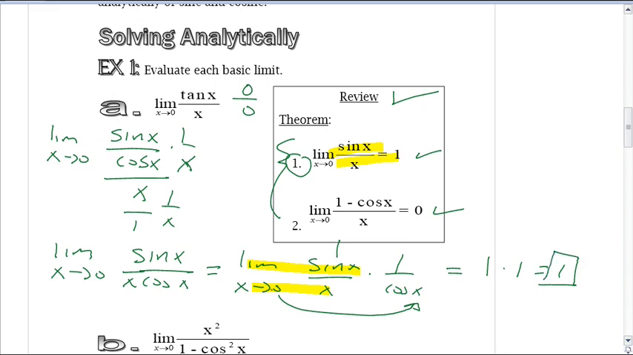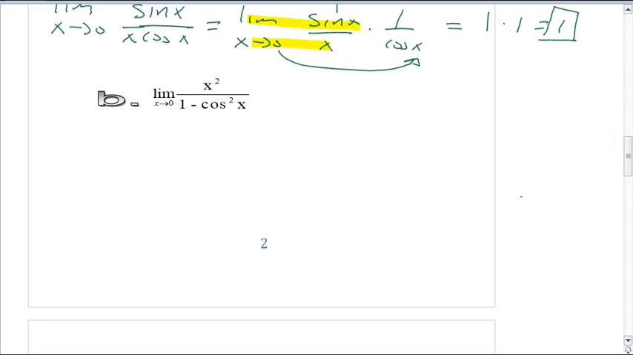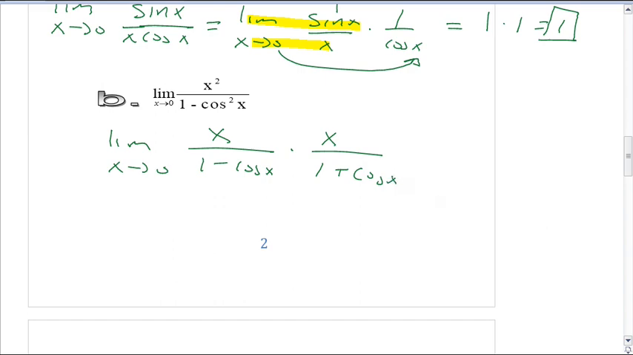And notice I drop the limit as soon as I evaluate the functions. Okay, here's another one. Alright, great. It looks like I can probably create 1 minus cosine x over x with this function. So first thing I'm going to do is let me rewrite this. Limit as x approaches 0 of, and I can say that this would be x over 1 minus cosine x times x over 1 plus cosine x. Okay, so we're in good shape here.